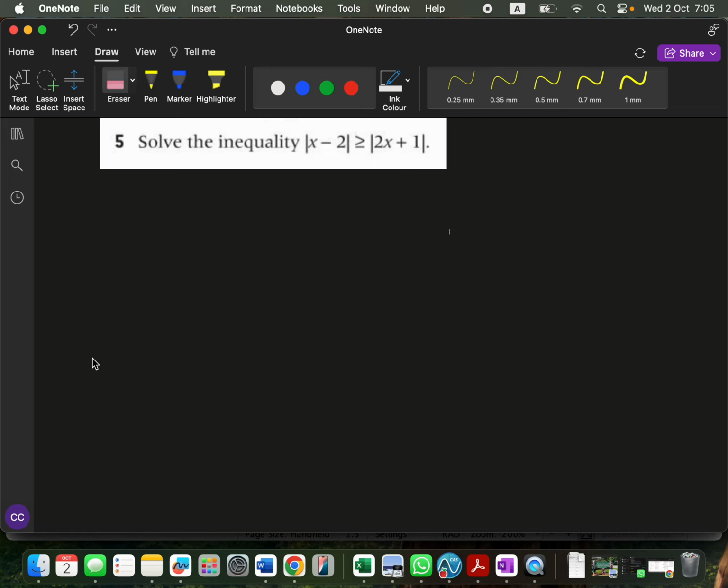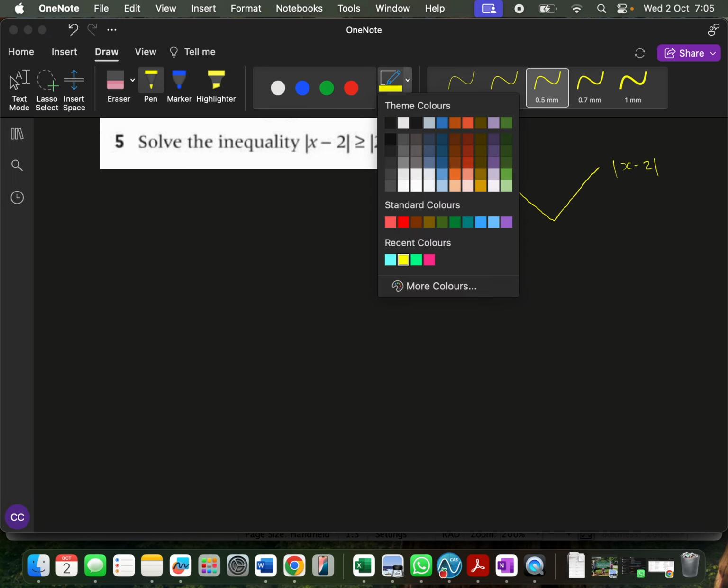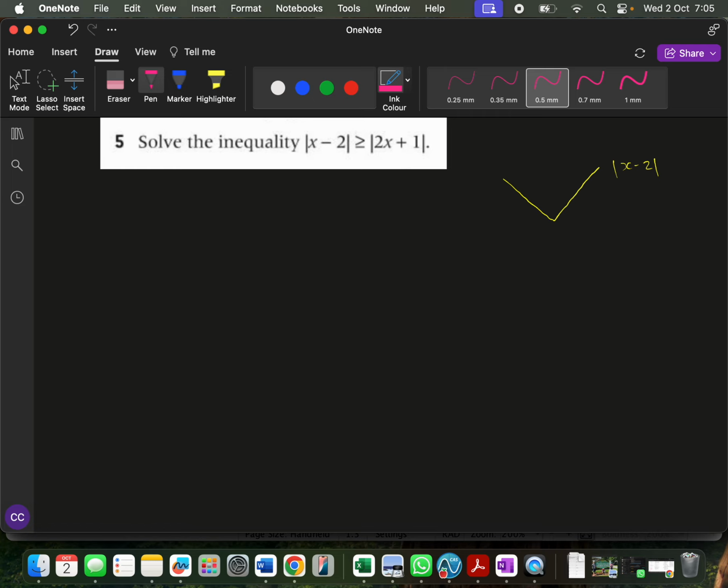Okay, we have an inequality that we need to solve that's involving absolute values. So just so we know what's happening and we get a concept of what's happening, let's say that that is my x minus 2, and presumably the other one, 2x plus 1, is going to be a little bit steeper. And it's going to look something more like that.